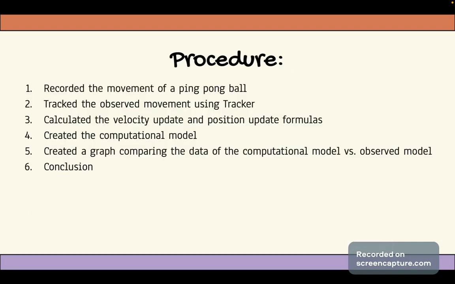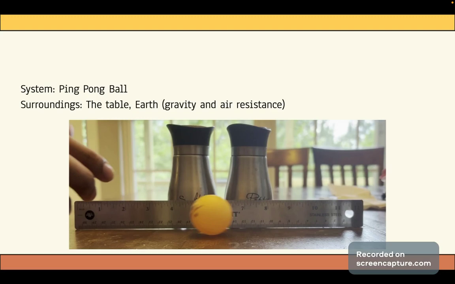So in the procedure, I recorded the movement of a ping pong ball, tracked the observation using Tracker, collected the formulas, and then used the code in the computational model in GlowScript so that I could project the expected output, and then created a graph comparing these two data so I could track and compare and reach a conclusion about the accuracy of Newton's second law.